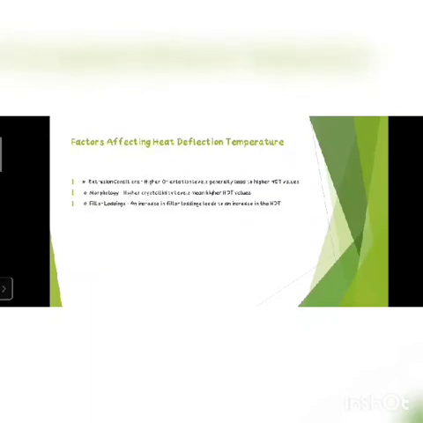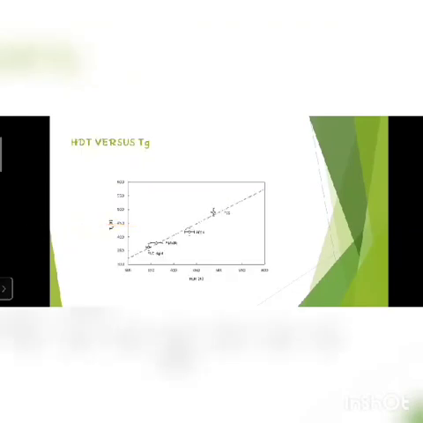Factors affecting the HDT method. Extrusion conditions: higher orientation levels generally lead to higher HDT values. Morphology: higher crystallinity levels mean higher HDT values. Filler loadings: an increase in filler loadings leads to an increase in the HDT. The next slides will be explained by my group partner, Muhammad Asif Mukhtar.